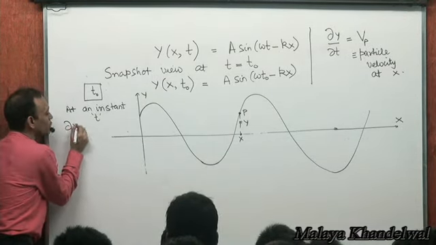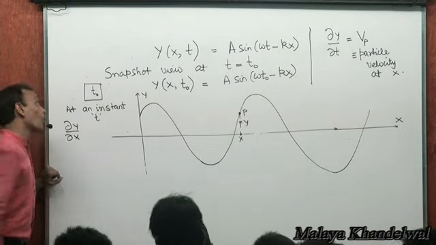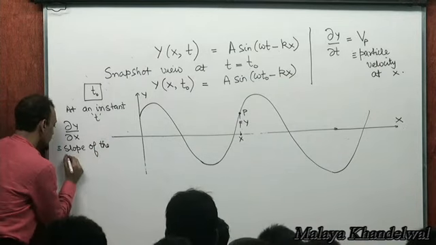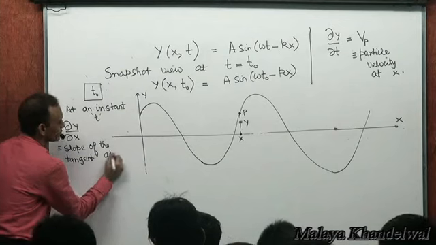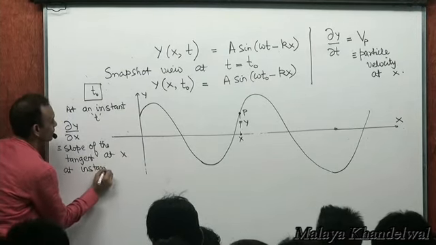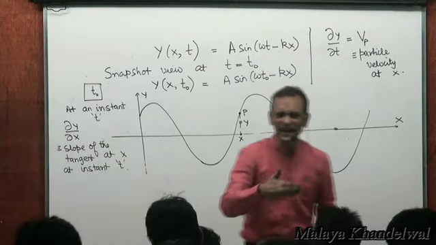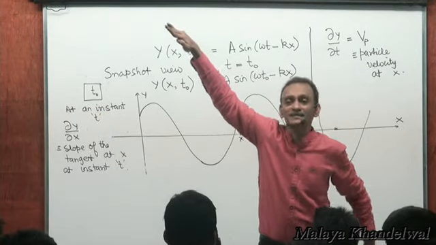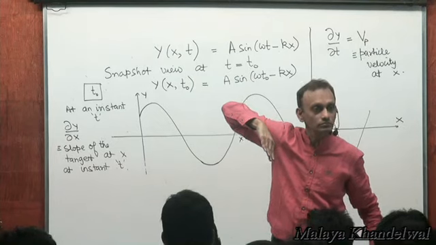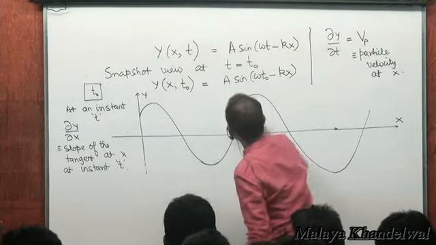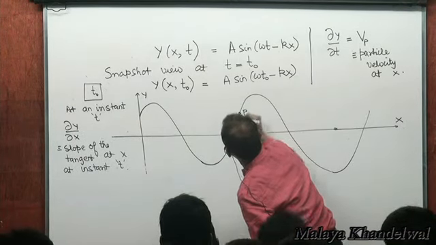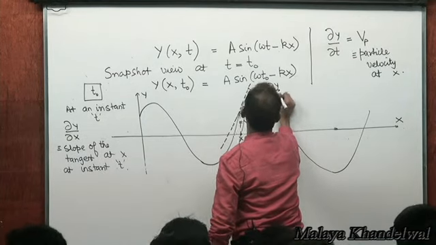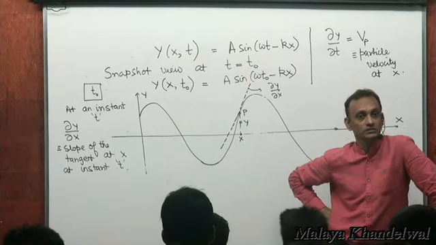And now I say, dou y dou x. What this would give me is the slope of the tangent at x at an instant t. Dy dx is the slope of the tangent. I'm talking of a fixed instant of time. So dou y dou x would give me the slope of the tangent at a certain x. Yes or no? This is the slope of the tangent at this point. The slope of this line will give me dou y dou x at t, the slope of the tangent. How about it?